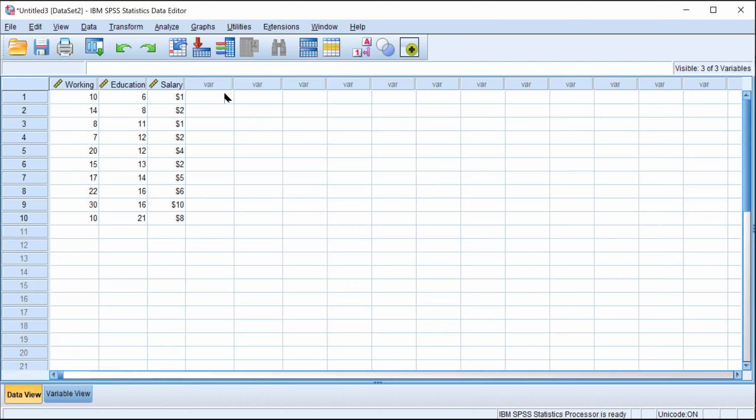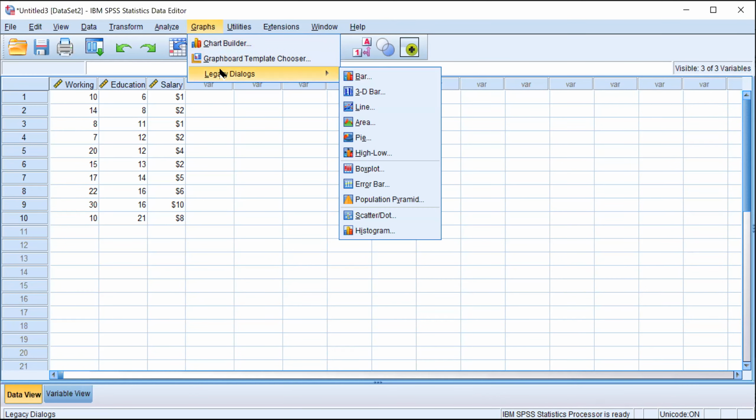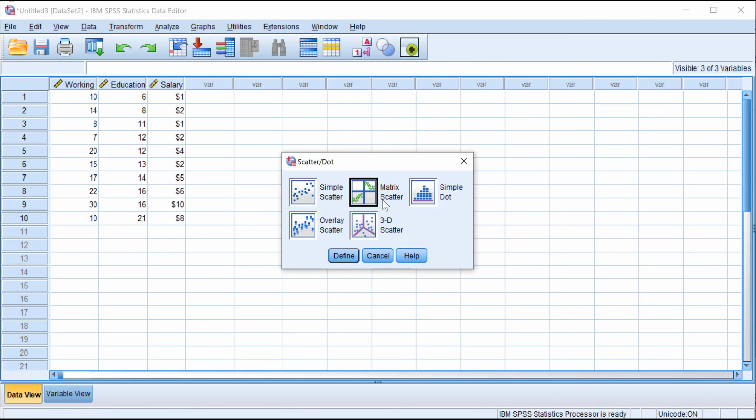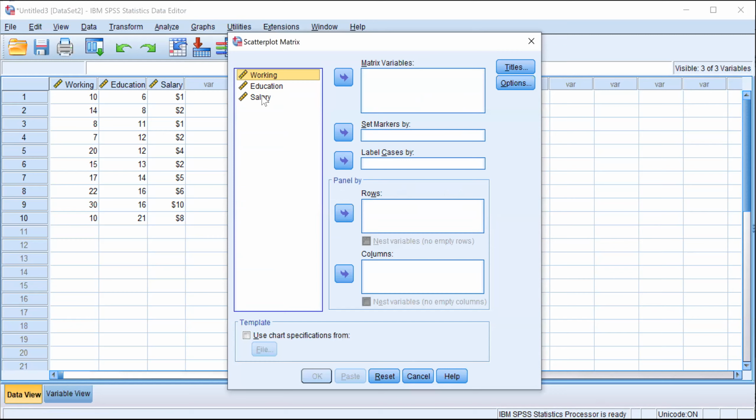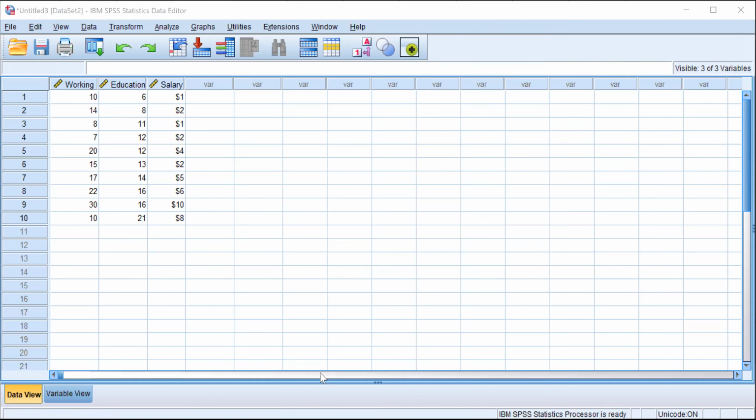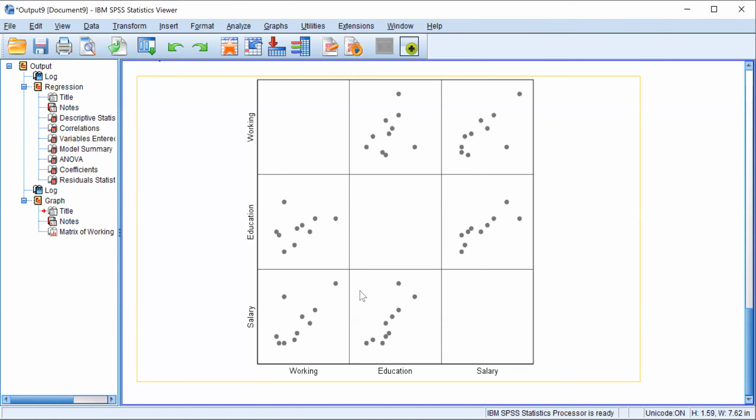Before we run the multiple regression, we can look at the scatter plots, looking at how these variables are related together. So you go to Graph, Legacy Dialogs, and you go to Scatter. We're going to use this matrix scatter because we have three variables here. I'm going to put all these variables in the matrix variable box, and then OK. So this is the matrix scatter plot.